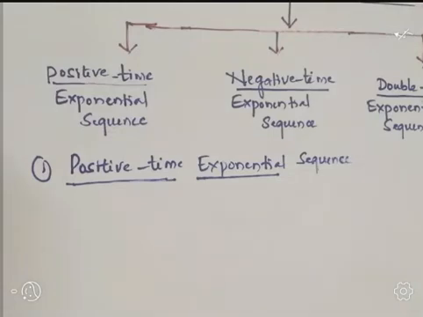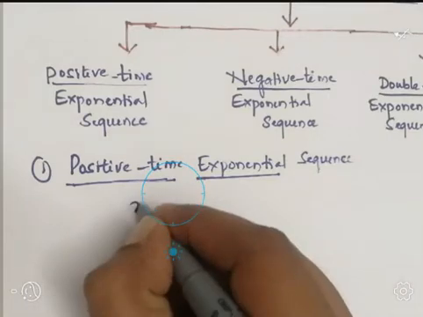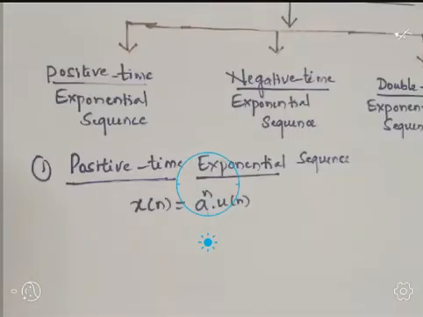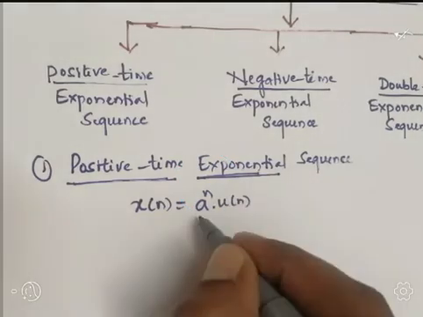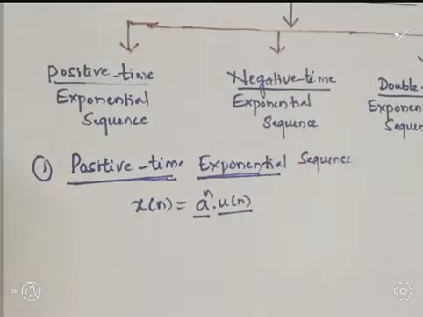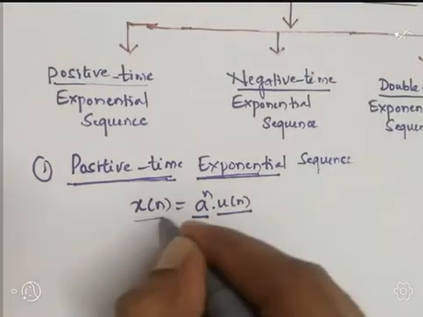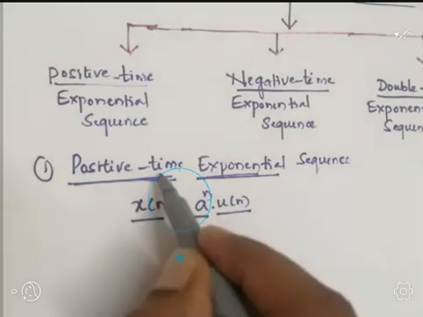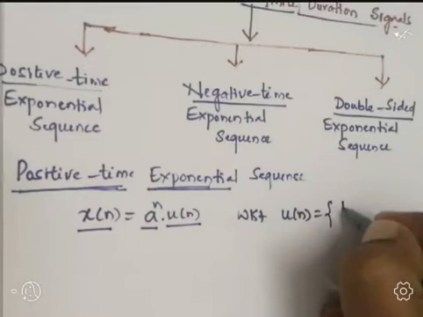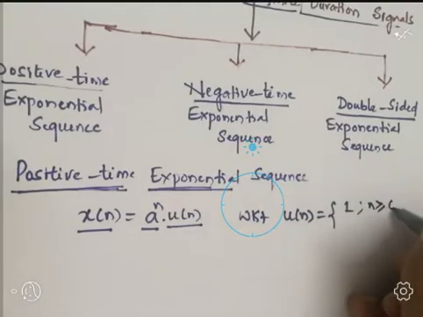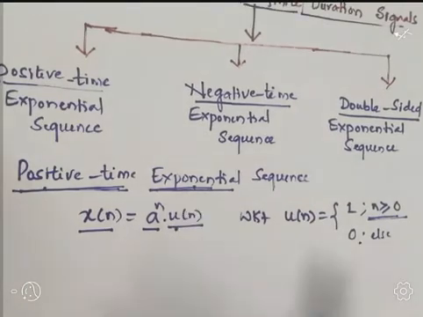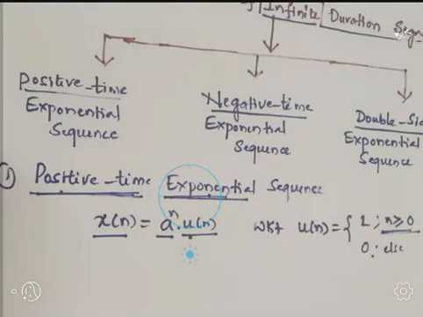A positive time exponential sequence is defined as x of n equal to a to the power n u of n, where a to the power n is an exponential sequence. The positive time is indicated by u of n, because u of n is equal to 1 for n greater than or equal to 0, that is positive time, else it is 0. Hence x of n is a positive time exponential sequence.